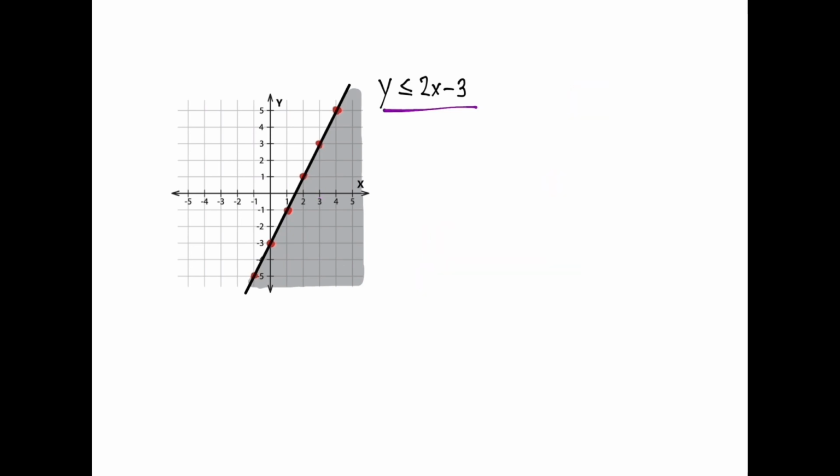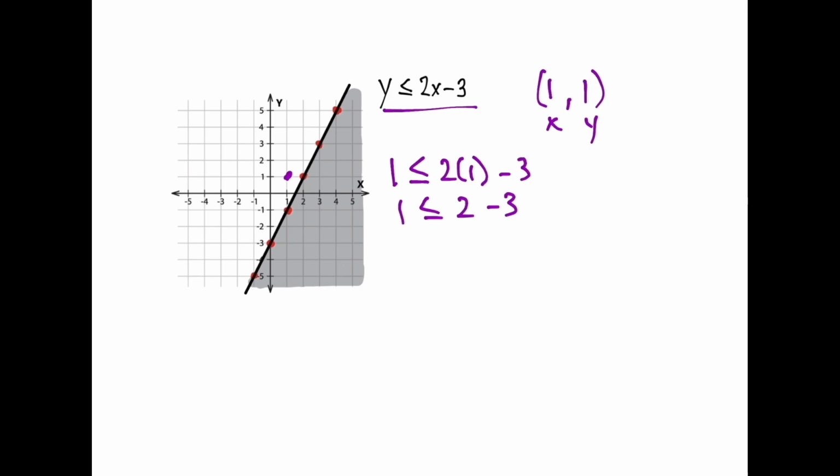Now we can try one that is not in the shaded region to prove that it's not a solution. Let's try (1, 1). The x value is 1 and the y value is 1. So again, plug the numbers in and solve. 2 times 1 is 2, and 2 minus 3 is negative 1. Is 1 less than or equal to negative 1? No, so it is not a solution.